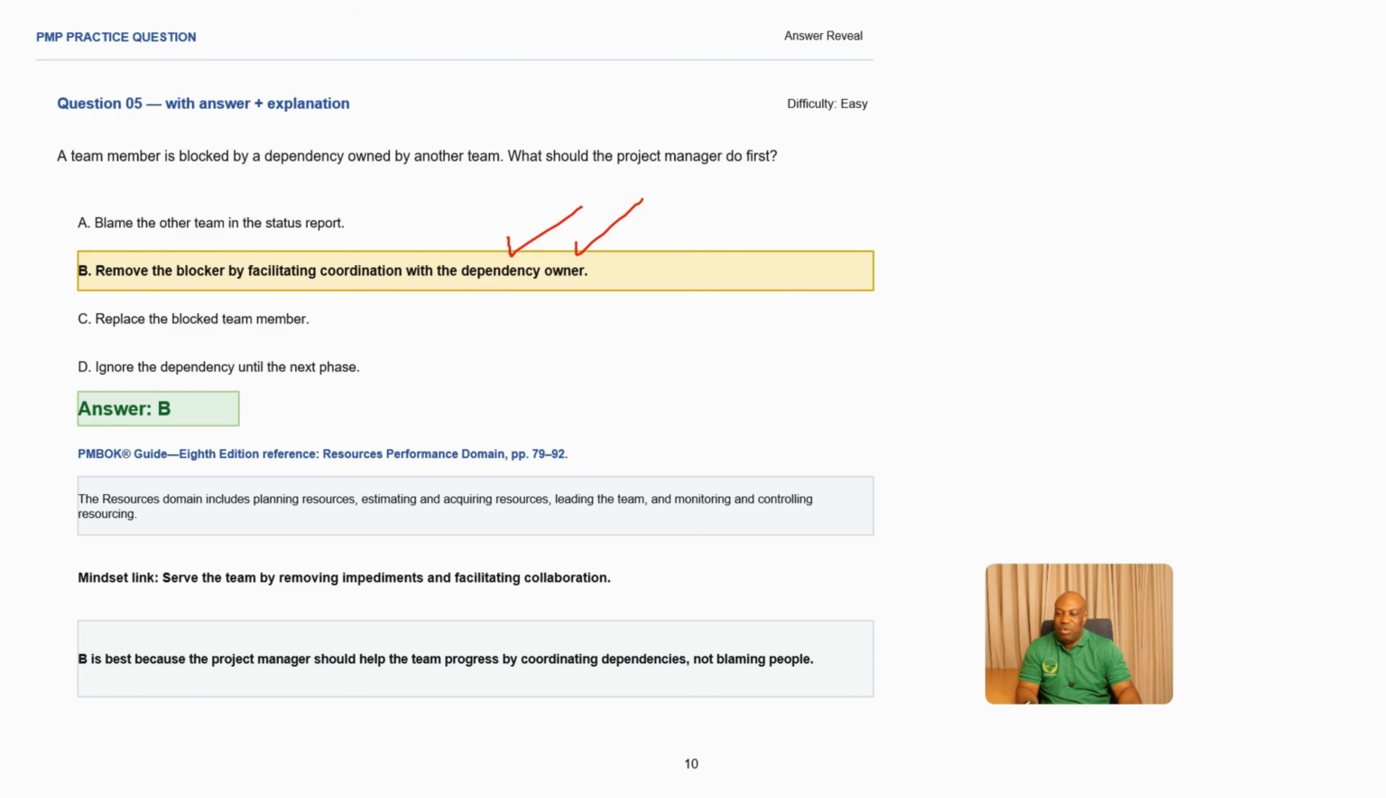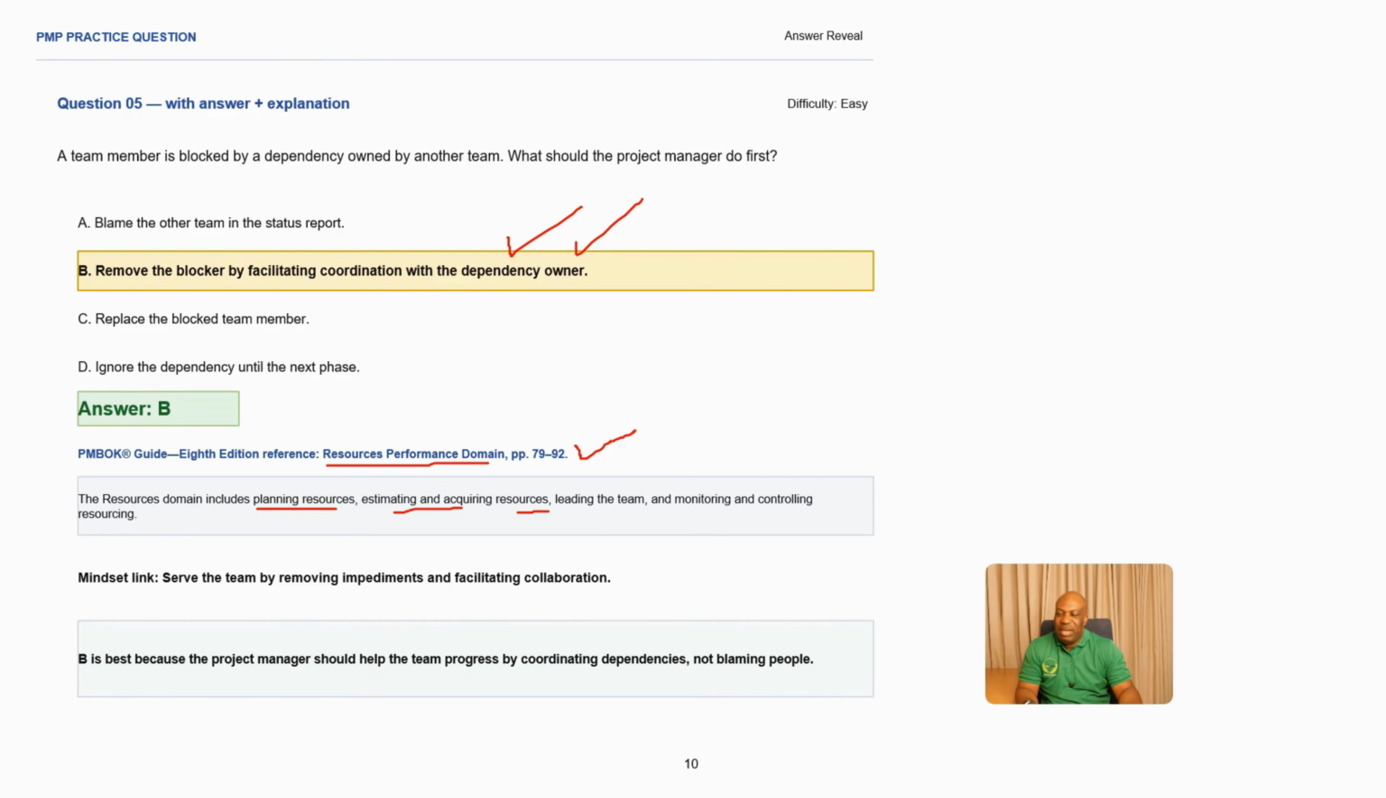You need to remove the blocker by facilitating coordination with the dependence owner. So this is one of the responsibilities of the project manager. You are supposed to remove any impediments or any blockers in a project environment. And our reference is also in the PM book, page 79, where we are covering the domain on resource performance. Okay, so the resource domain includes planning resources, estimating, and also acquiring resources.